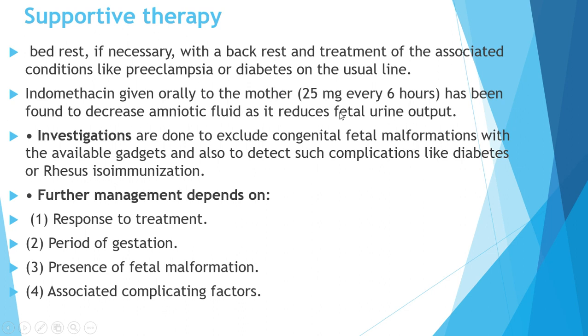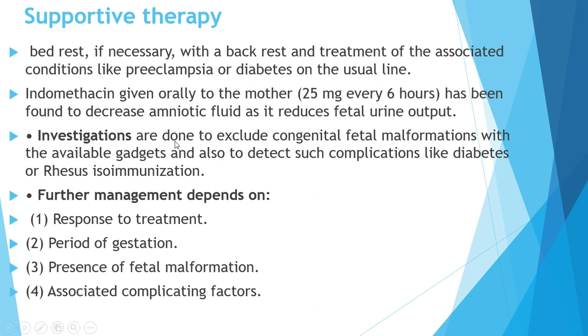Indomethacin given orally to the mother, that is 25 mg every 6th hour orally, has been found to decrease the amniotic fluid as it reduces fetal urine output. Because of the baby's excessive urine output, we can provide indomethacin, that is 25 mg every 6th hour orally.